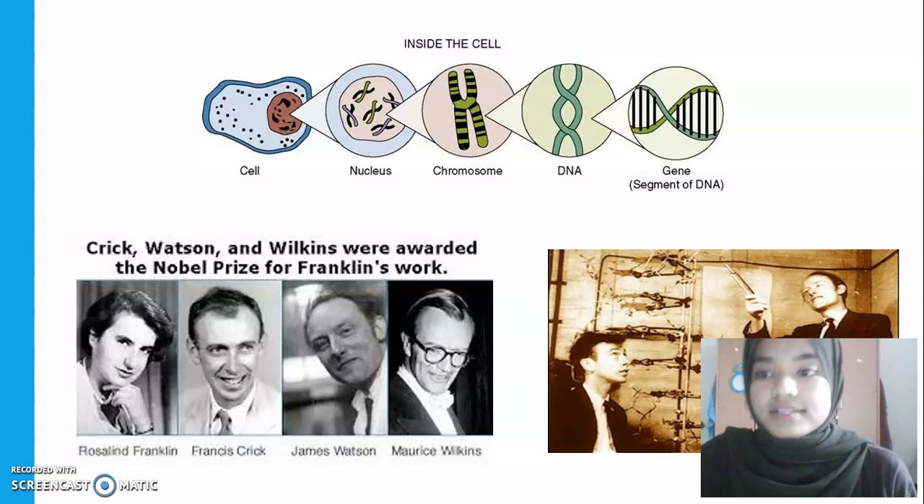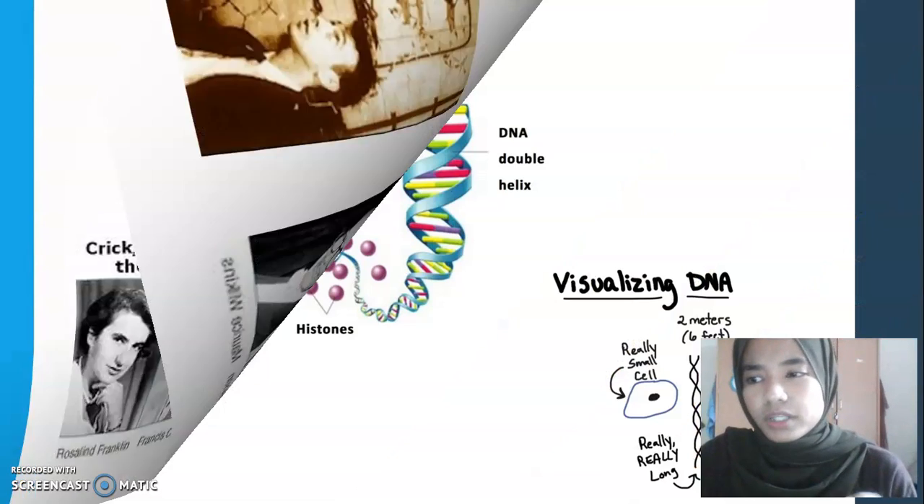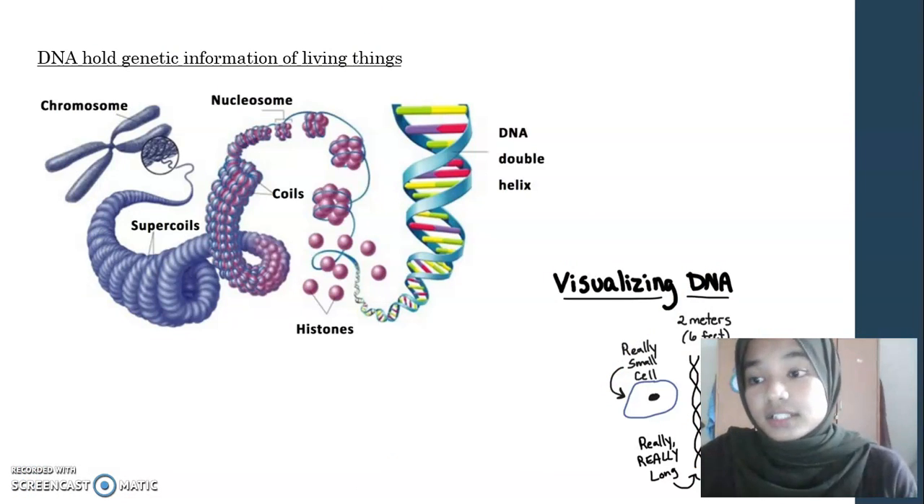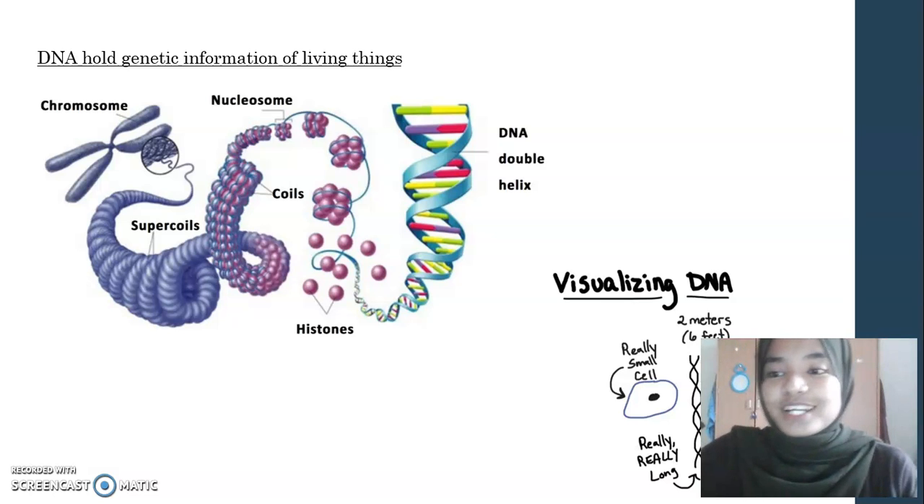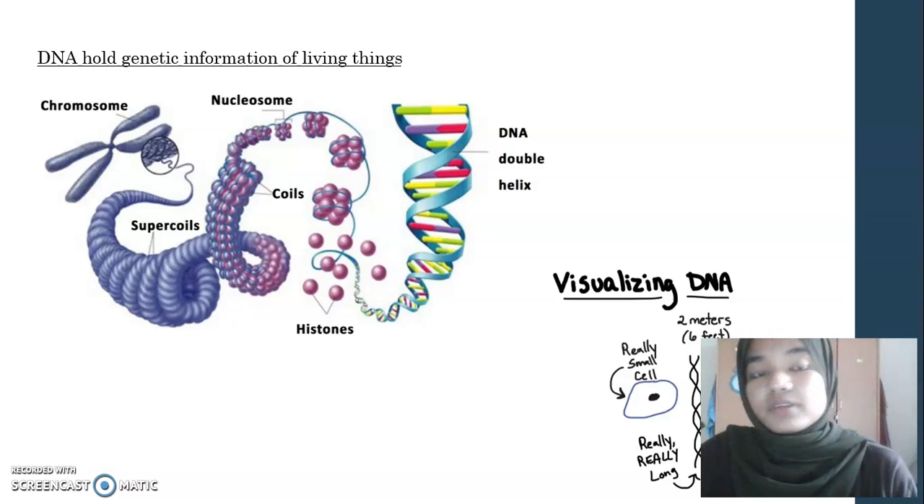Deoxyribonucleic acid, also known as DNA, is the macromolecule that holds the genetic information of living things. In our body, each cell contains about 2 meters of DNA. That's a lot, right? DNA is made up of two polynucleotide strands.